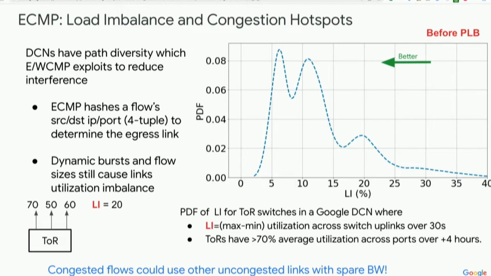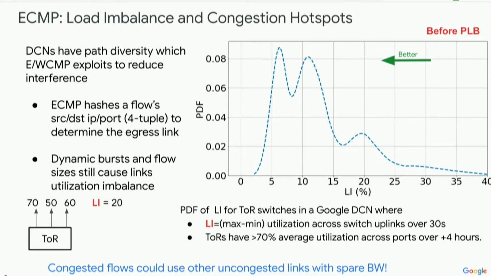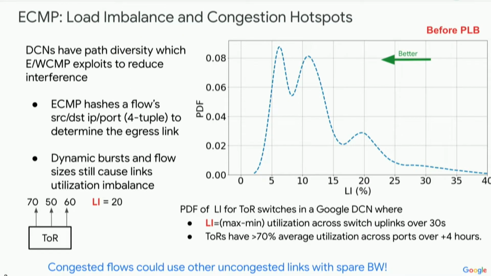The TORs considered in this graph have on average about 70% utilization across the ports for a significant portion of a day. Ideally, you want the Li to be as close to 0 as possible, which means that all ports are receiving equal amount of traffic. However, utilization difference, as you can see, between ports of a TOR can reach up to 40 units. So for example, if one switch port is at 100% utilization and another one is at 60%, then your Li is going to be 40.